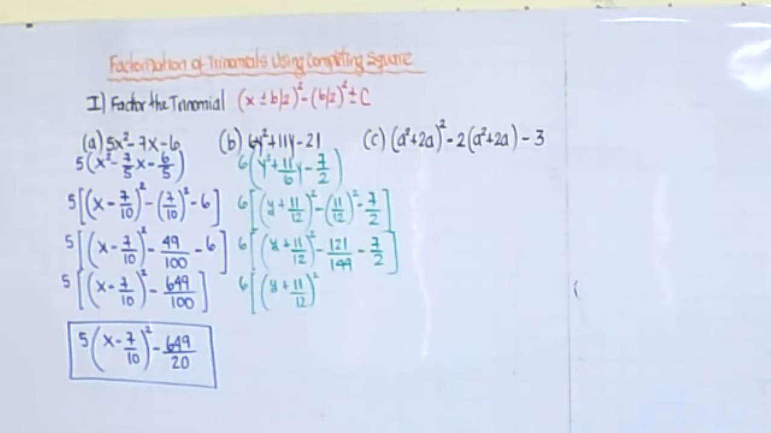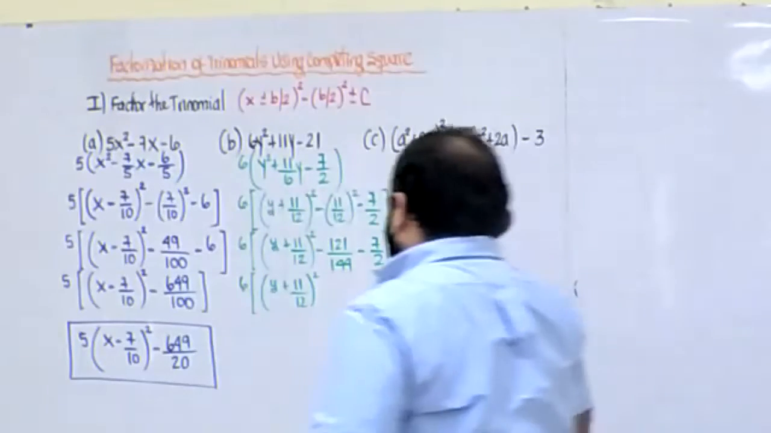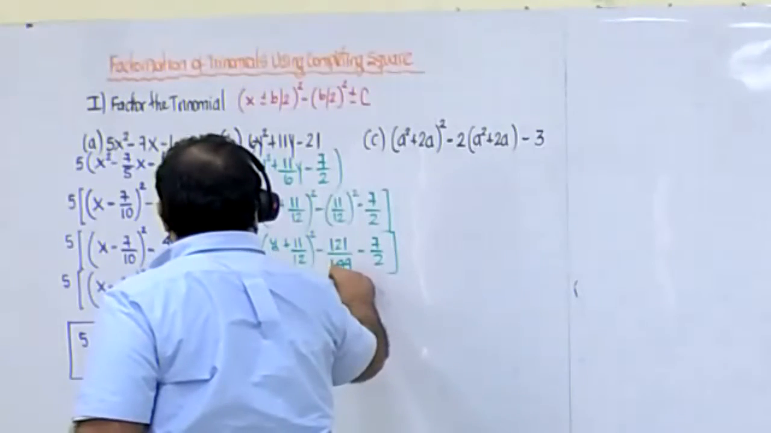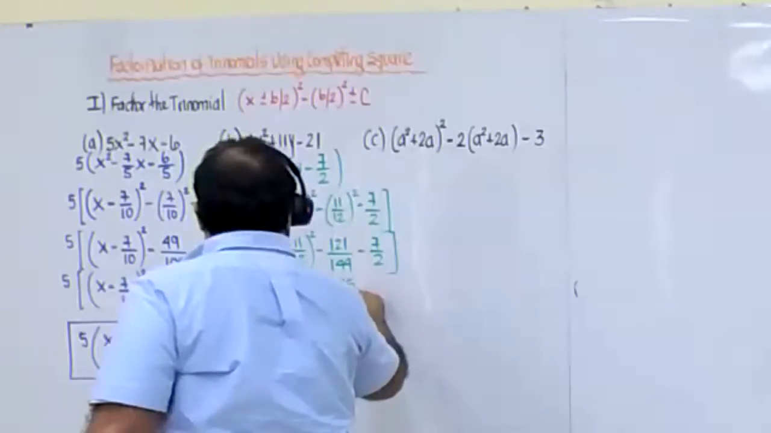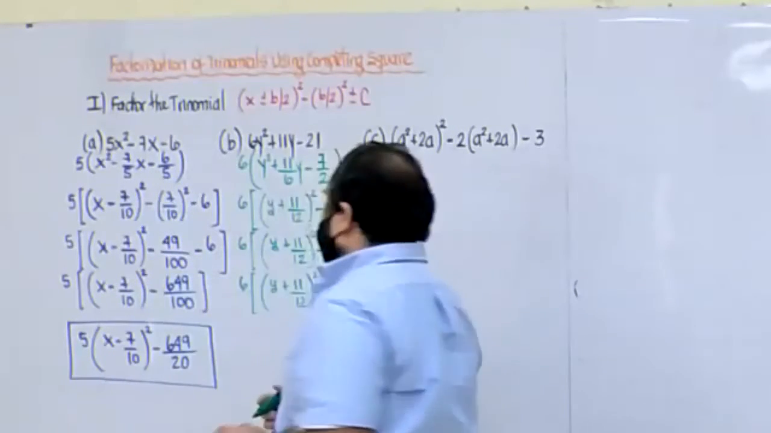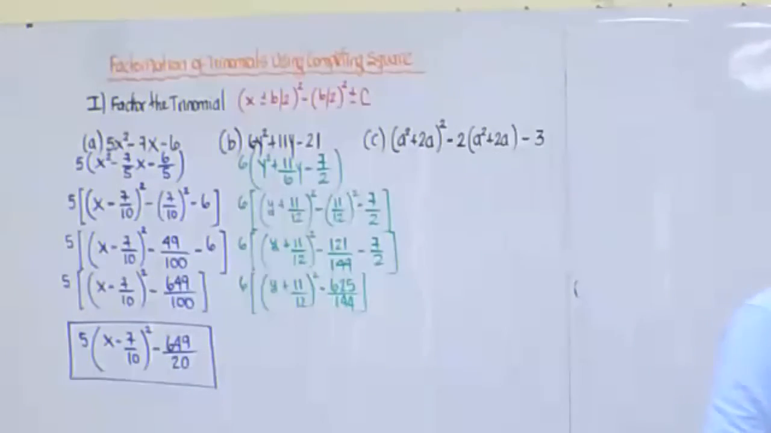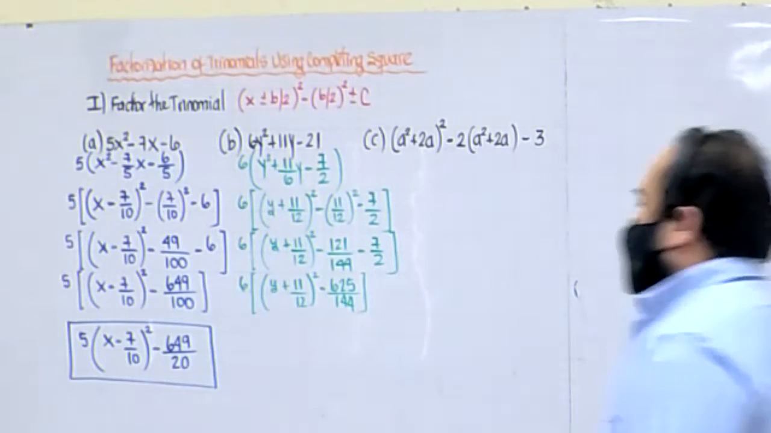Negative 121 over 144 minus 7/2, and the result will be negative 625 over 144. Okay. Now, as a last step, we must apply the distributive property with this number 6.